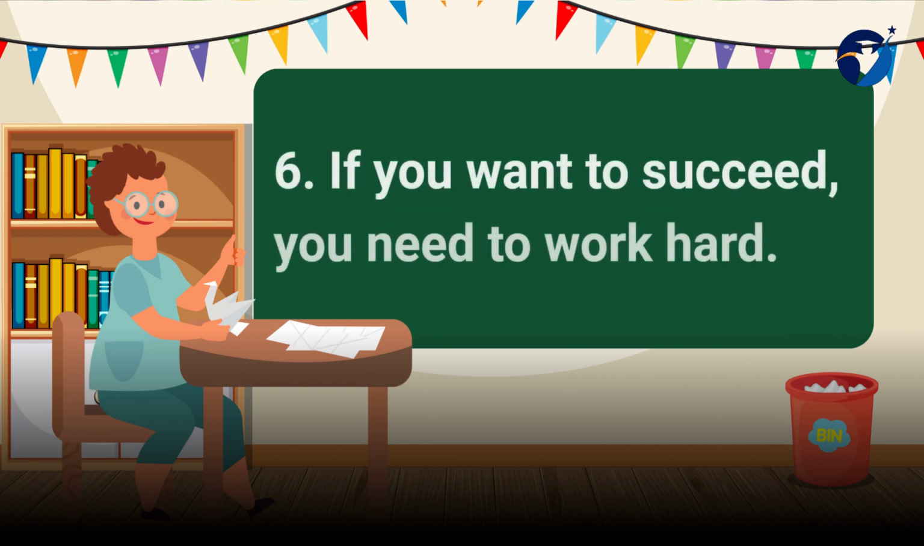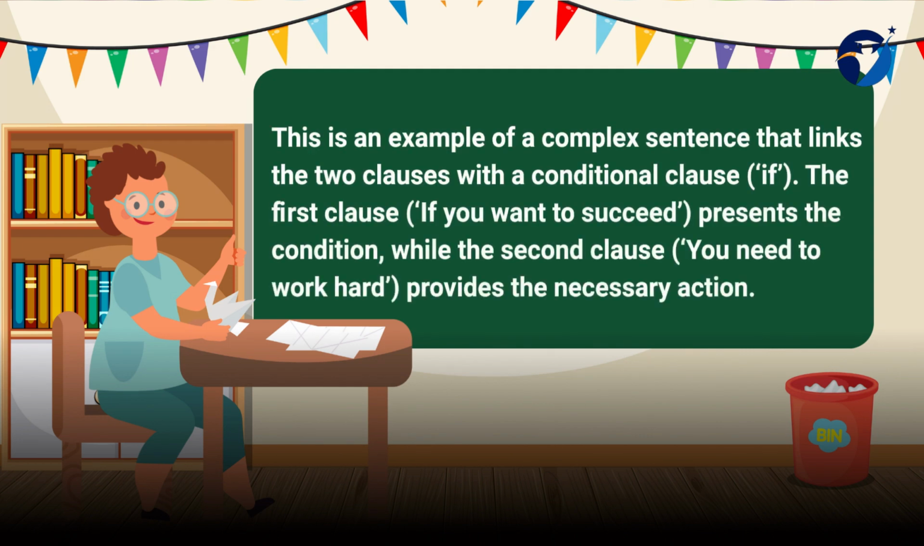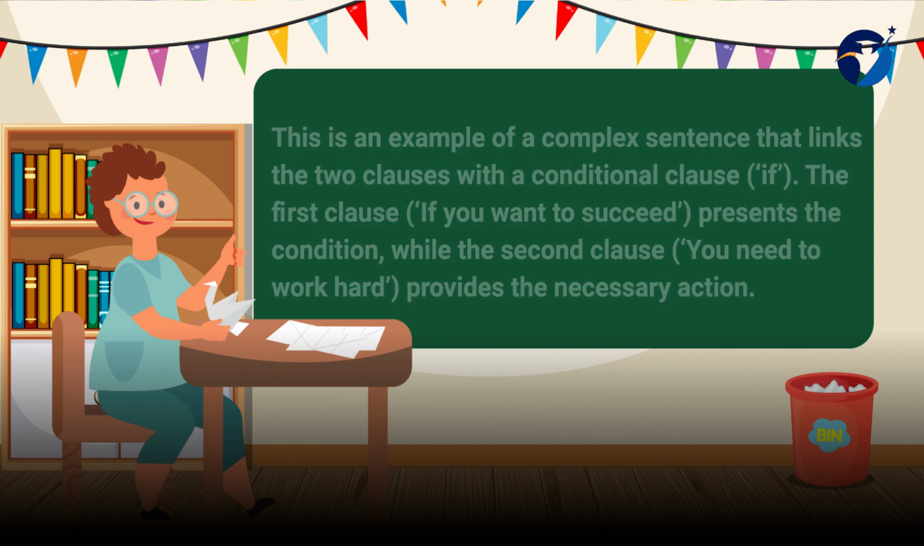6. If you want to succeed, you need to work hard. This is an example of a complex sentence that links the two clauses with a conditional clause, if. The first clause, if you want to succeed, presents the condition, while the second clause, you need to work hard, provides the necessary action.